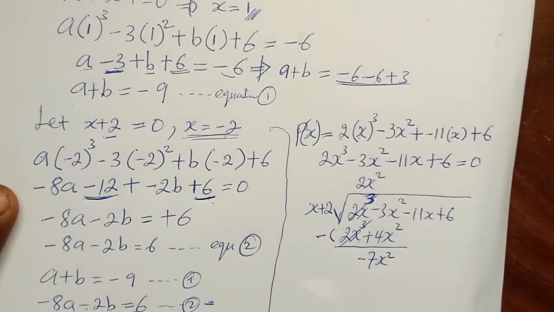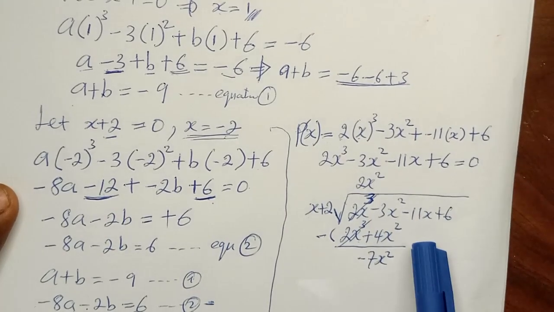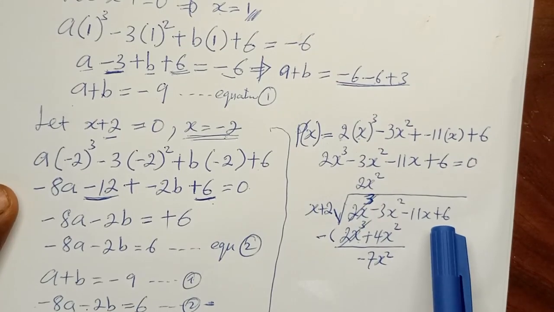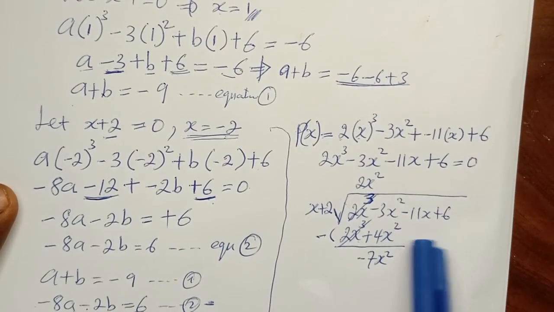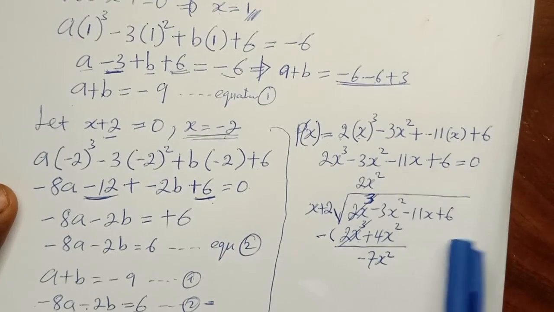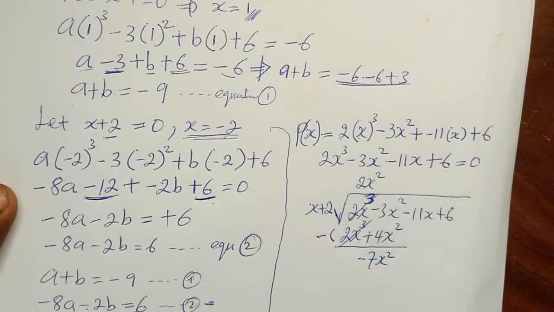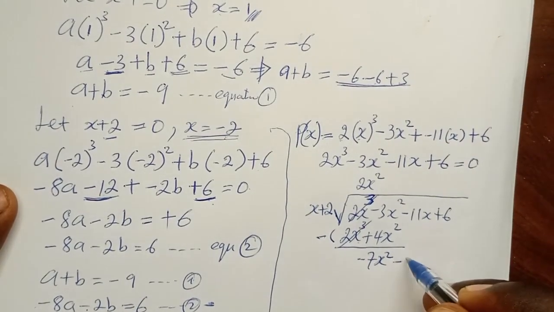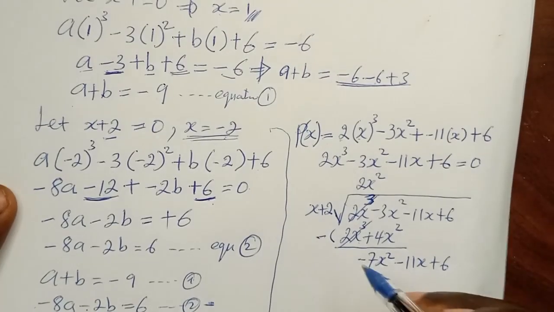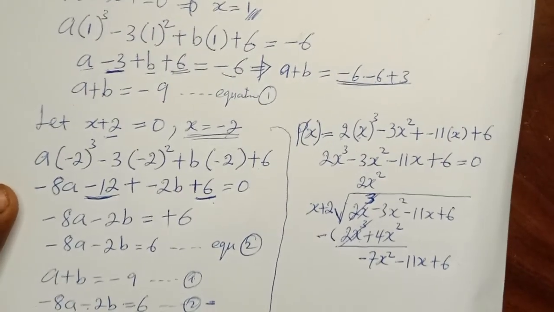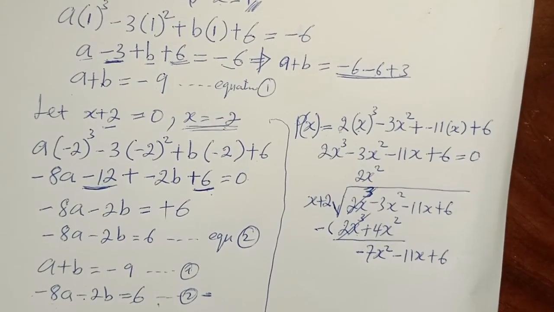And now we are left with this one. Since everything has been calculated, we are left with minus 11x. We don't have anything resembling x here, so we just need to transfer this minus 11x plus 6 down here. And this is what we have now: minus 7x squared minus 11x plus 6. We still need to divide.